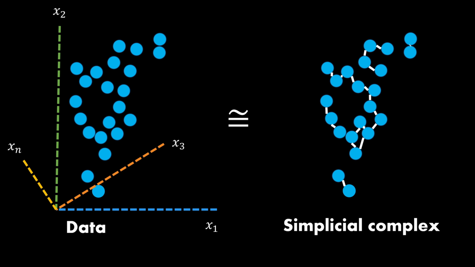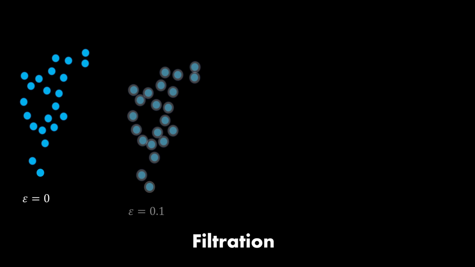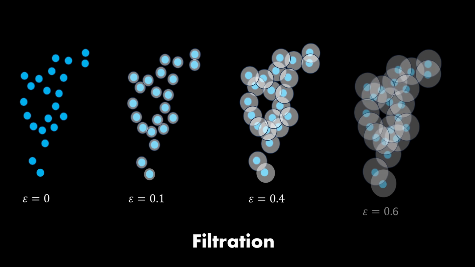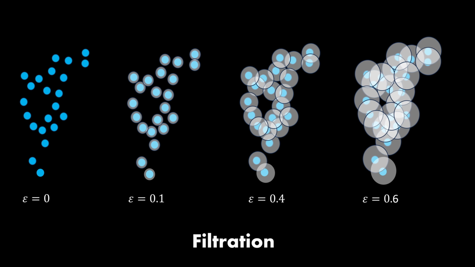So far so good. The last question is, how do we actually build such a simplicial complex? So how do we glue these things together? The general approach used in TDA is called filtration. We simply put balls of a fixed radius epsilon around each point. And whenever these balls overlap in certain ways, we connect the points. This automatically generates a graph for each radius epsilon.